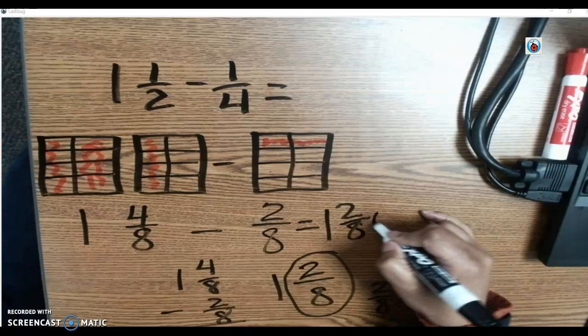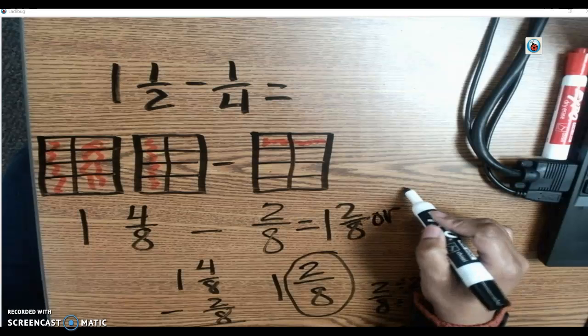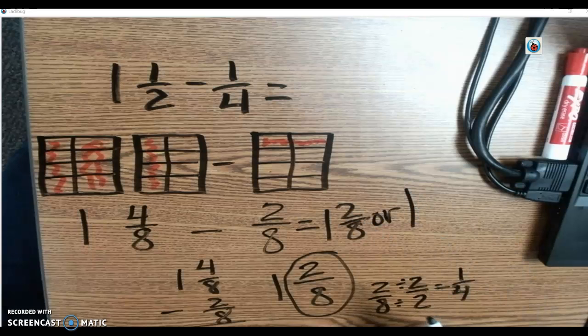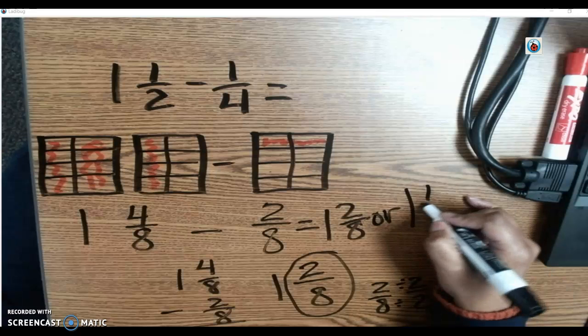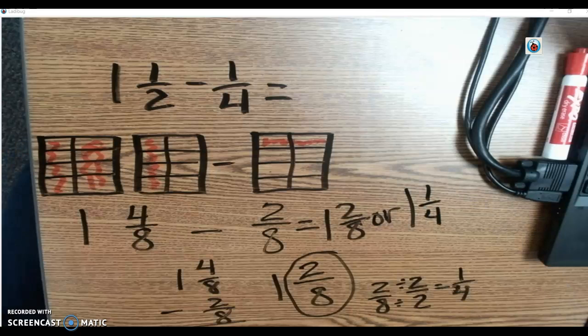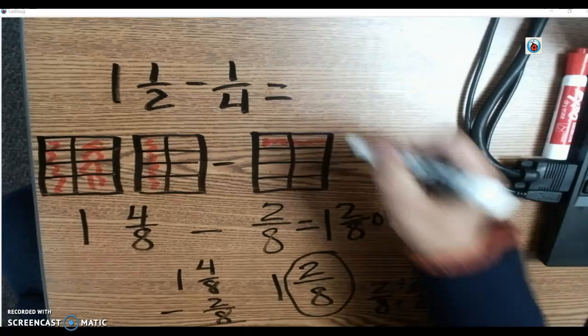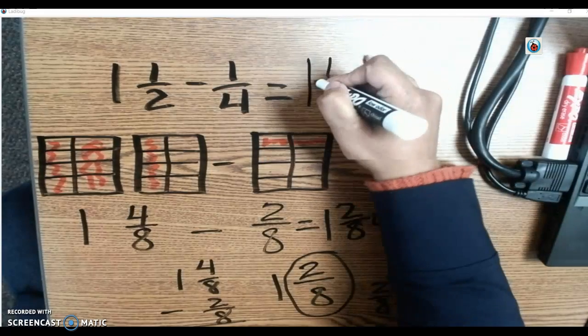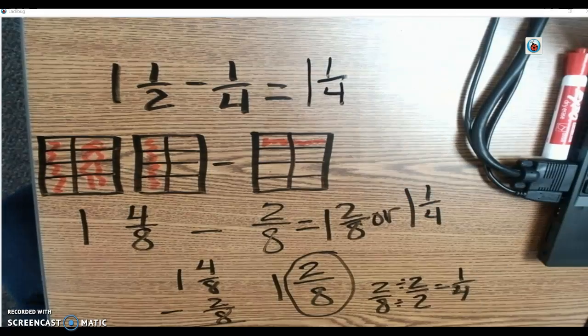So 1 2/8 is equivalent to 1 1/4. So the answer is, how much did she have left? She had 1 1/4 of the pizza left.